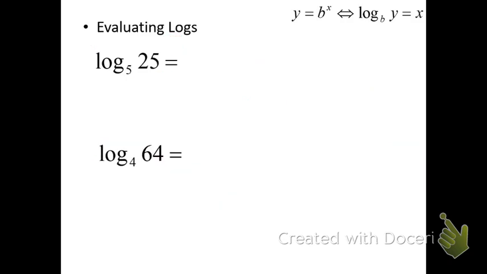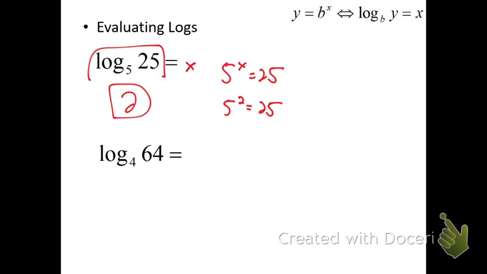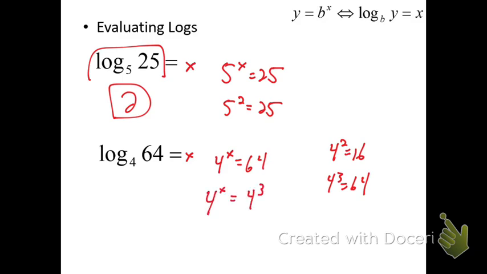A few more here. Let's see how well we can do. I'm going to call this x: 5 to the x is equal to 25. Maybe you don't need that chart now because you know 5 squared is equal to 25. So that's why this is just 2. Okay. Now 4's though, 4 squared is 16. 4 to the third is 64. So if I call that x, 4 to the x is equal to 64. I know that 64 is the same thing as 4 to the third. So then this will just be 3.